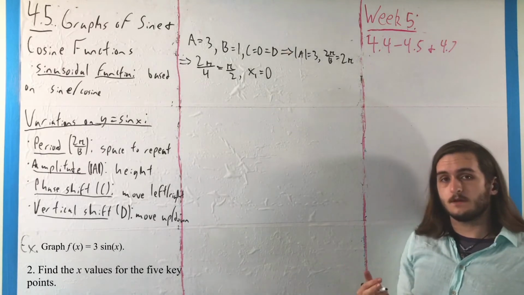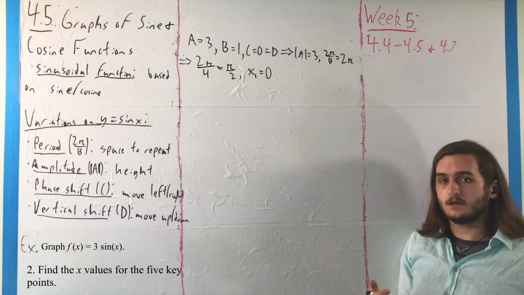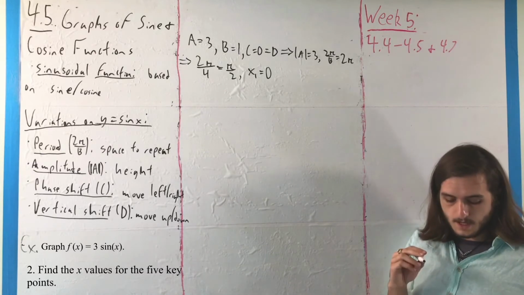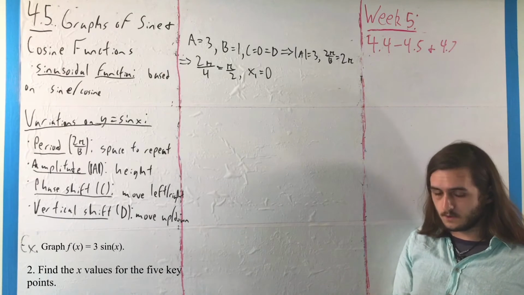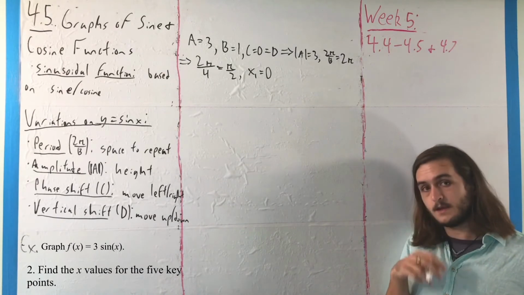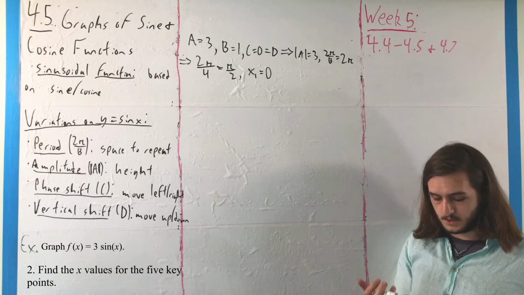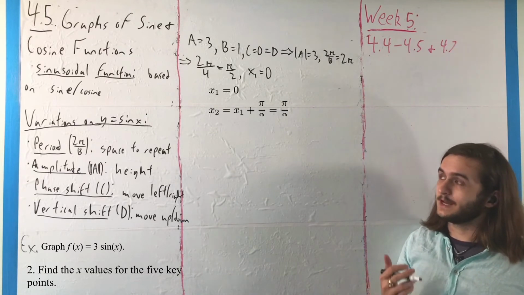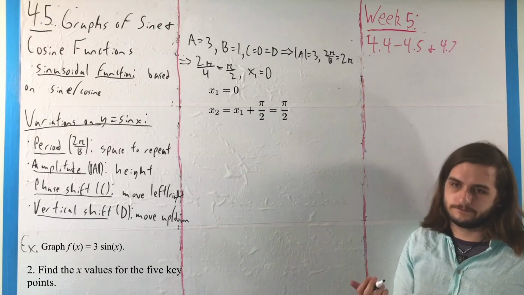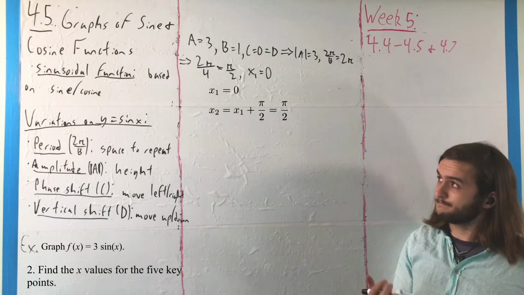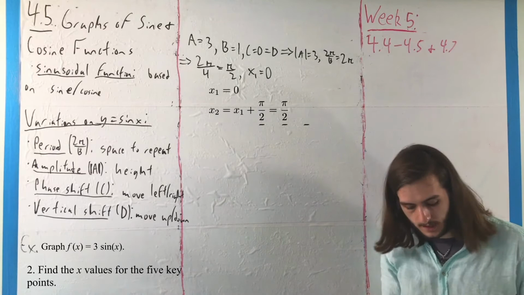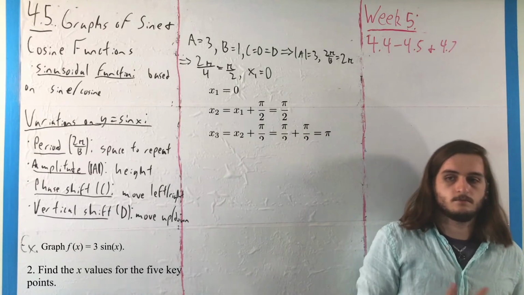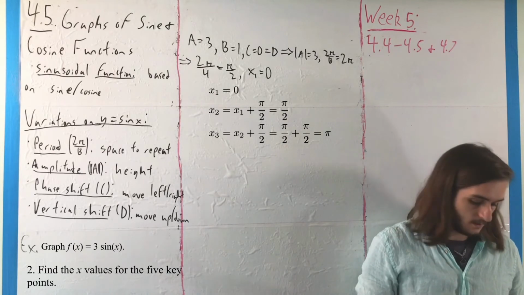And then from there, if we want to get the rest of the points that we have to work with, we're just going to take that value x1 and add to it our quarter periods until we end up at the end of a period. So we're going to take x1, add to it that quarter period of pi over 2 to get x2, which is just pi over 2 plus 0, pi over 2. Then to get x3, we do the same thing: x2 plus pi over 2, which is 2 pi over 2s, gets you to pi.